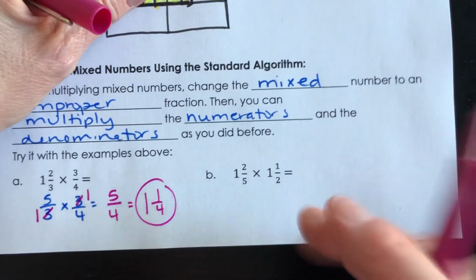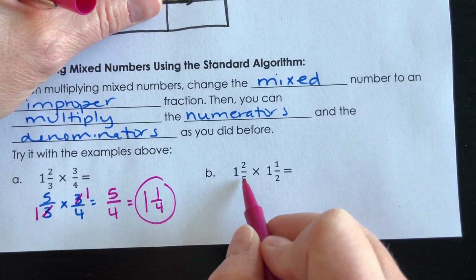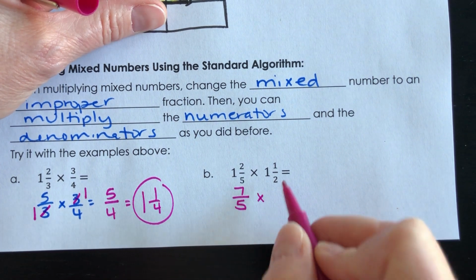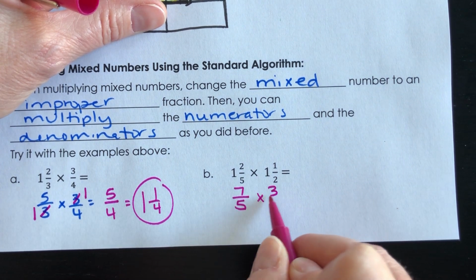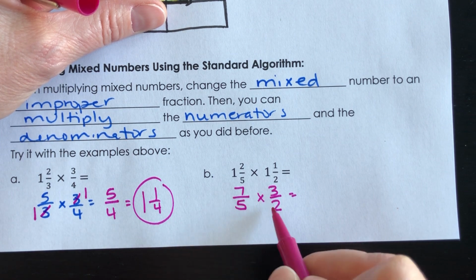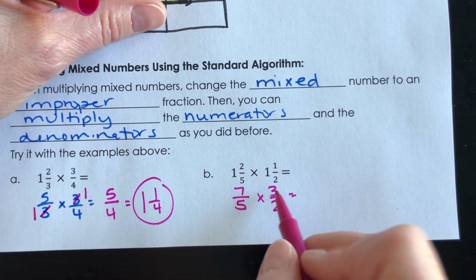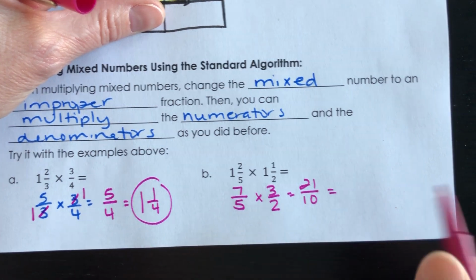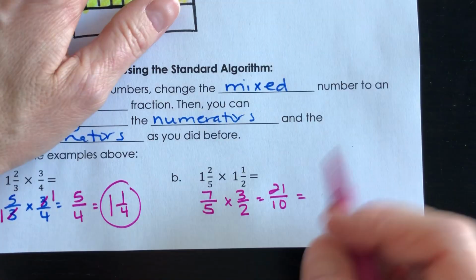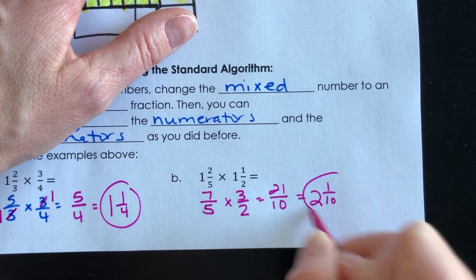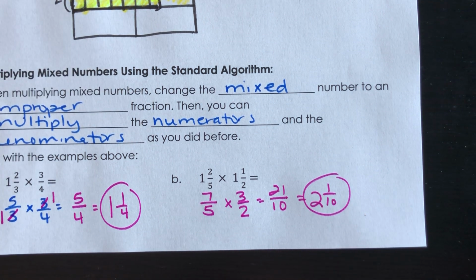And our second example for 1 2/5, 5 times 1 is 5 plus 2 is 7/5, times 2 times 1 is 2 plus 1 is 3/2. Now I can't cross simplify there and I can't cross simplify there. 7 times 3 is 21. 5 times 2 is 10. All right, so 10 goes into 21 2 times, 1 left over out of 10. It really works, and you have the area model to prove it.